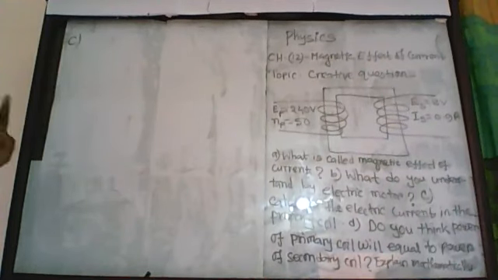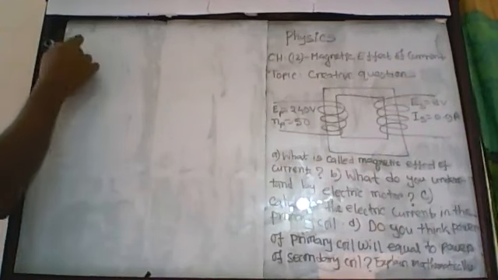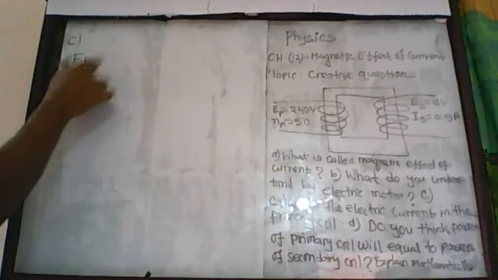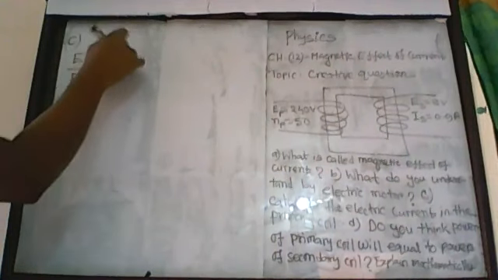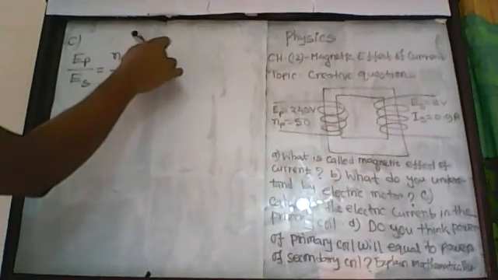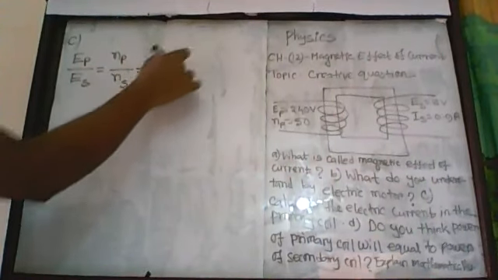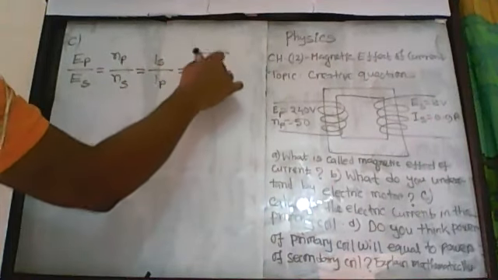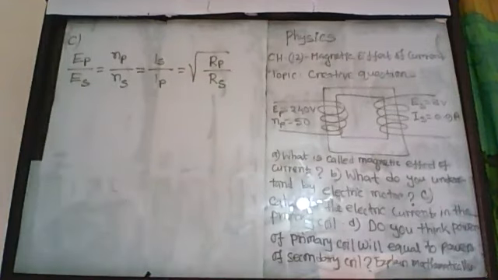The general formula of a transformer is EP divided by ES, which equals NP divided by NS, or IS divided by IP, or the square root of RP divided by RS. This is the general formula of a transformer.